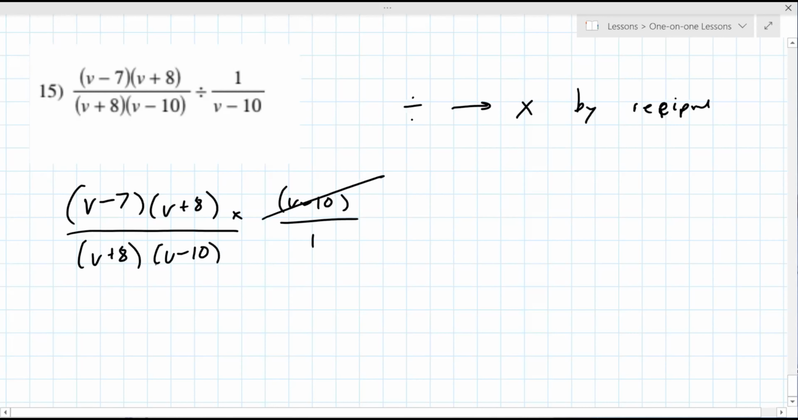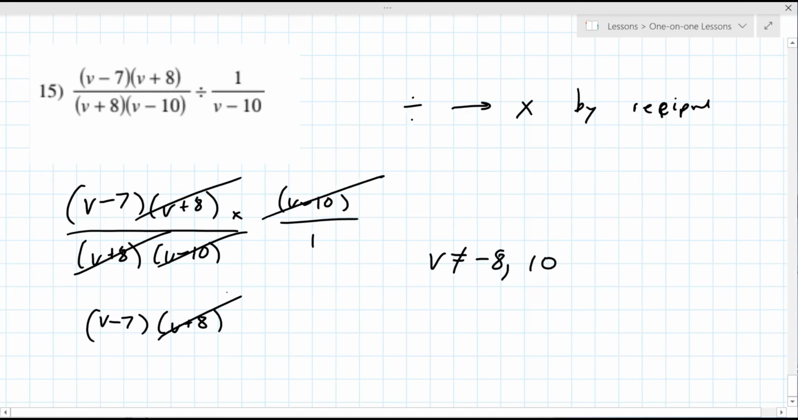So here you can cross those out. You still have to say v cannot equal -8, v cannot equal 10. But then you're left with v minus 7 over v plus 8. Nope, those cancel too. I didn't even notice that. So then you're just left with v minus 7. All right.